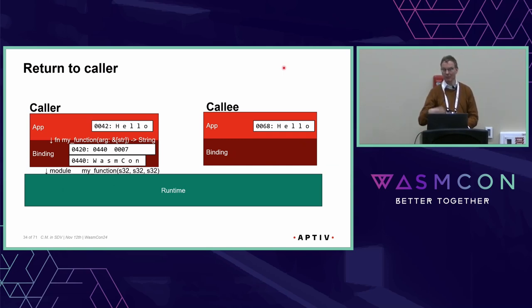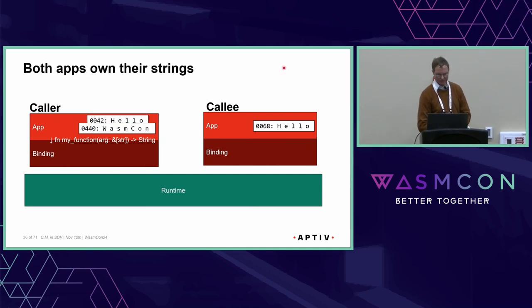The string, hello string, the argument, is still in the ownership of the application. And the runtime can return to the caller. So the binding has already all the information in there. There's no return value for that call. So it just reads out from the return area and passes the string with the length back to the application in the string object. So now both applications own their strings, and the call has finally passed.